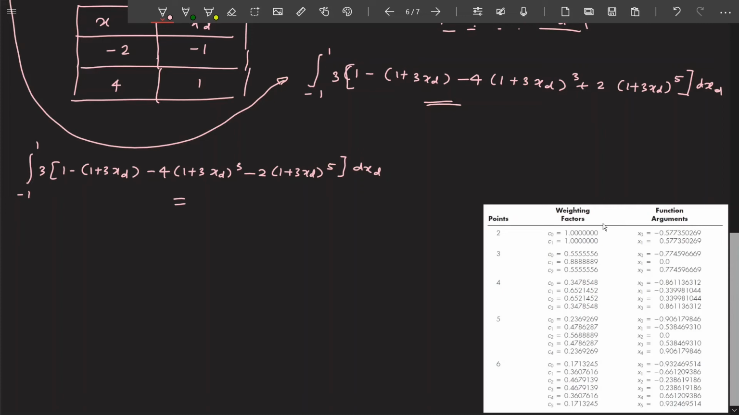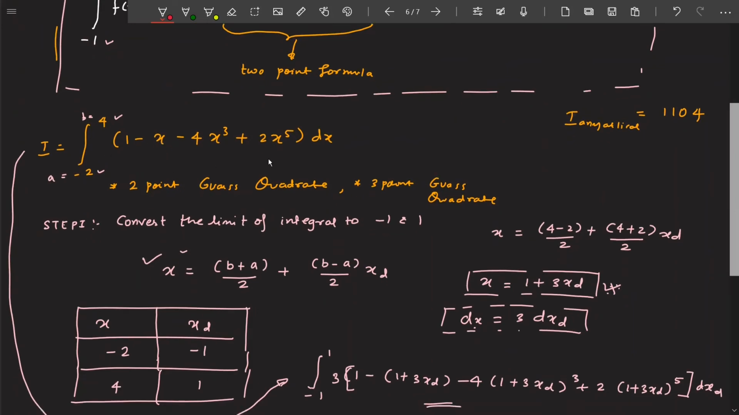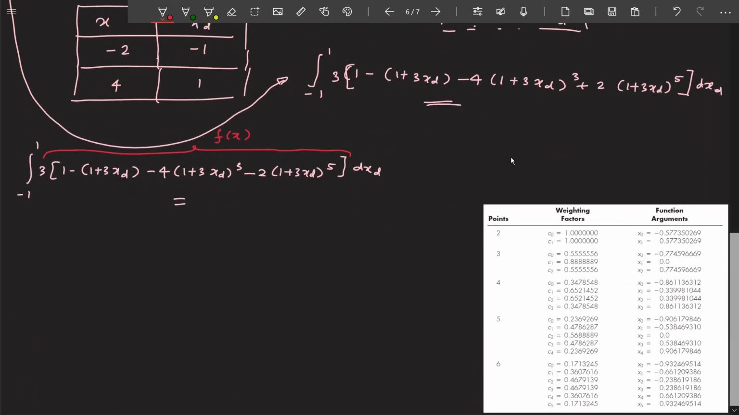So this will be the actual integral that we are going to solve now, which is equal to, since we are using 2-point Gauss quadrature, understand one thing, this whole thing is f of xt. Since this is 2-point, there will be 2 weighing functions. So this is c0 f of xt0 plus c1 f of xt1.